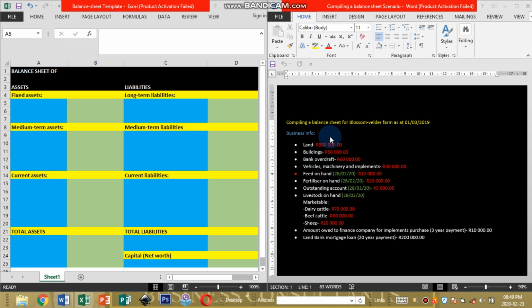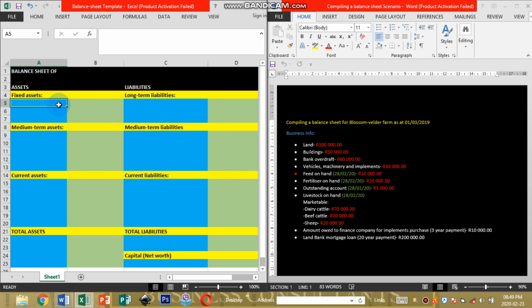What we're going to do now is distinguish fixed assets and medium-term assets. We're going to insert our fixed assets here, our medium-term assets here, and our current assets here, which are assets that can be turned into cash very fast, such as livestock on hand: dairy cattle, beef cattle, and sheep. For this enterprise, these are current assets. These livestock on hand can be turned into cash, or maybe let's say they are also medium-term assets. So without getting confused, let's get straight to completing this task.